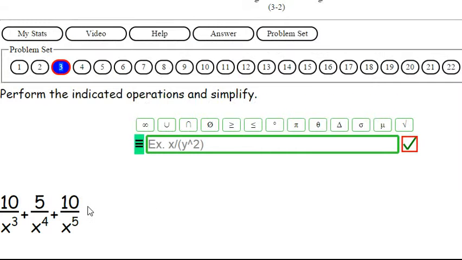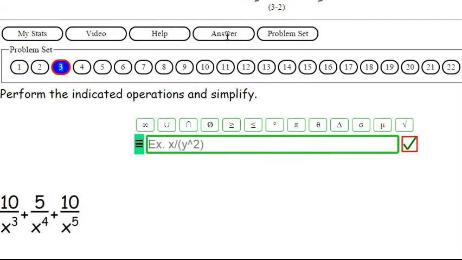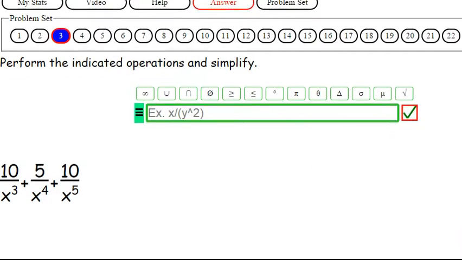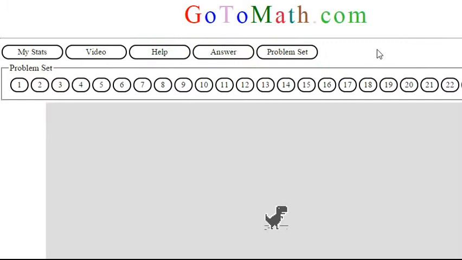10, 5, 10. Is that what I wrote down? I hope so. I've been known to write crazy stuff down lately. 10x squared plus 5x plus 10 over x to the 5th power. Alright. Looks like that's it. We're over here at gotomath.com. See you in the next video.